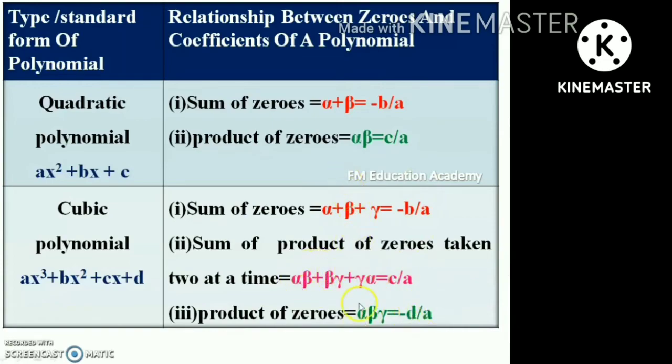Now, why are we having three formulas in case of cubic polynomial and only two formulas in case of quadratic polynomial for relationship between zeros and coefficients? Because here I have only two zeros. I cannot write this as sum of product of zeros in case of quadratic polynomial, because I just have alpha beta plus alpha beta plus alpha beta. So that is why that does not exist. Only sum of zeros and product of zeros exist in relationship between the zeros and the coefficients.